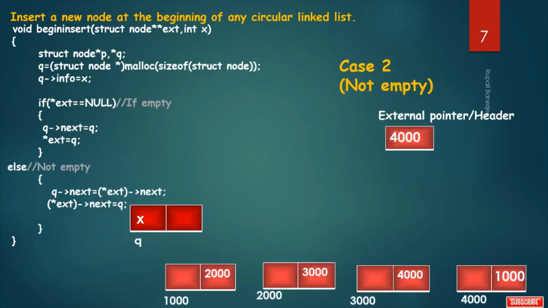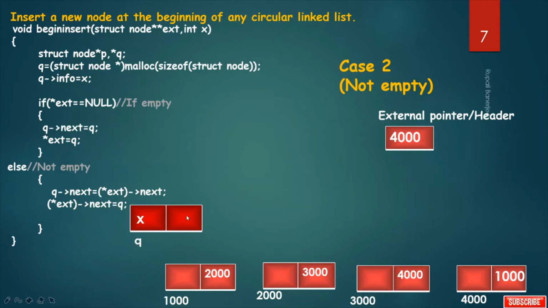Now case 2, that is not empty, means the whole linked list is there. See, this is our linked list. Because it is circular, the last node address is in the external pointer. And I want to insert our newly created node at the beginning of this linked list, means here. I want to insert our newly created node here. So what should be the coding?